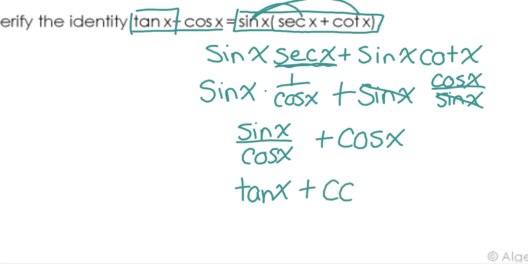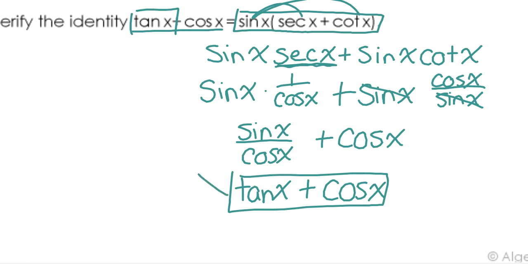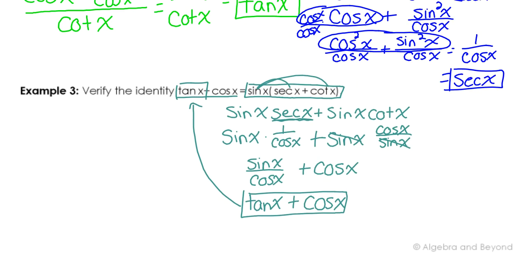So now, if I carry that through, I have confirmed that the right side is also equivalent to tangent x plus cosine x, and so I have verified that. So these are some ways that you can use trig identities to simplify and show equivalence.